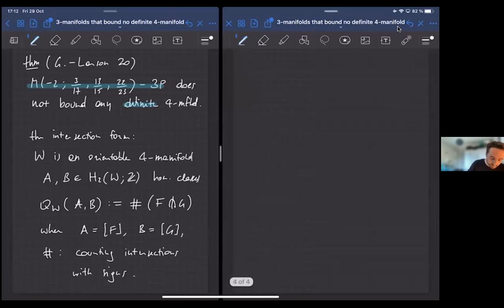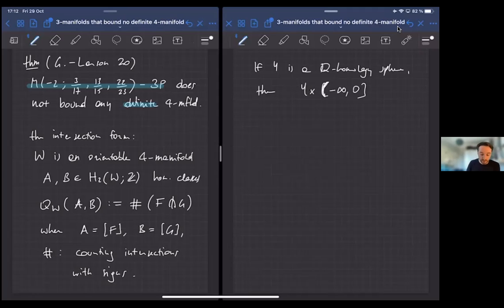And this manifold is a very silly one. If Y is a rational homology sphere, well, then Y times the half line is a perfectly nice 4 manifold whose boundary is Y, whose intersection form is pretty trivial. When I write Q of W equal to 0, I mean that the group is the 0 group and the intersection form is the 0 bilinear form.